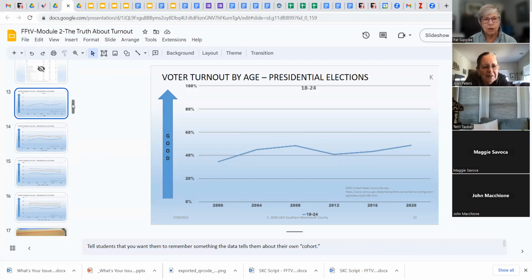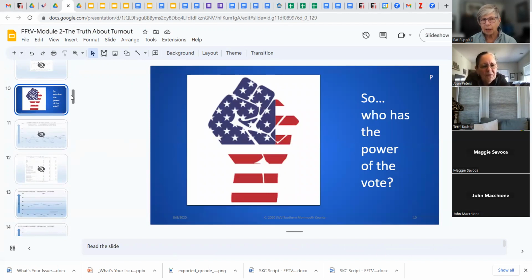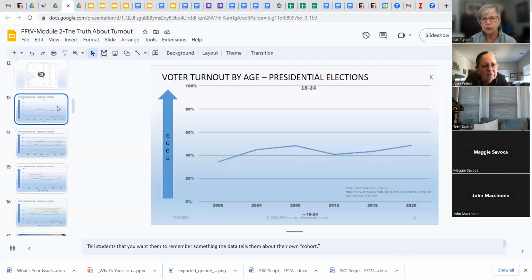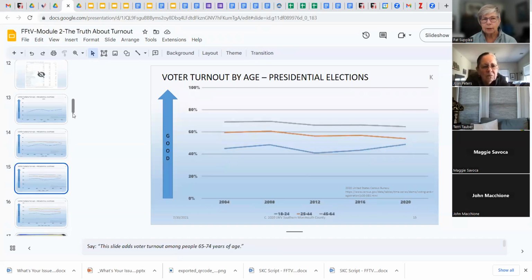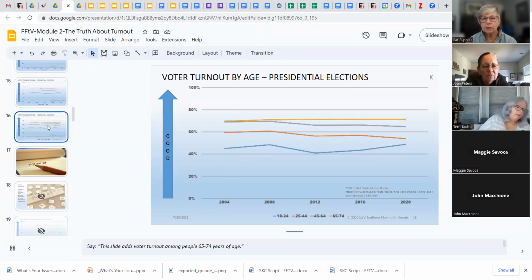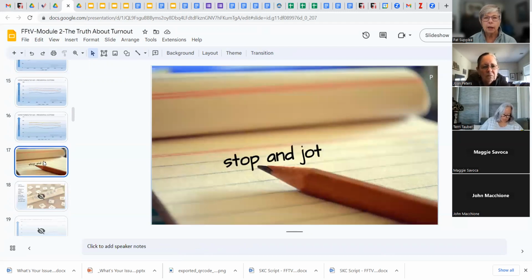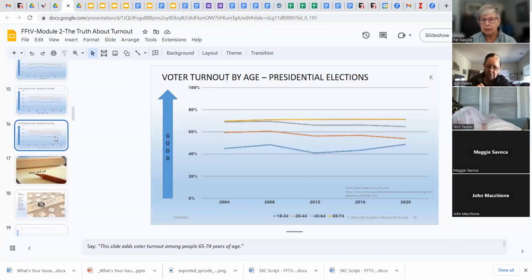So what we do is exactly what you just said. We talk about, so who has the power of the vote? And then we start with age, and say, all right, so these are 18 to 24-year-olds. This represents the 25 to 44-year-old. This represents 45 to 64, and this is 65 to 74.